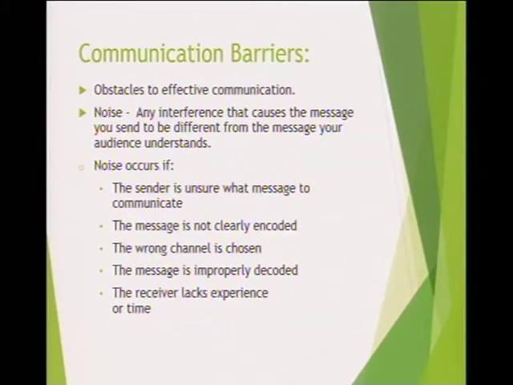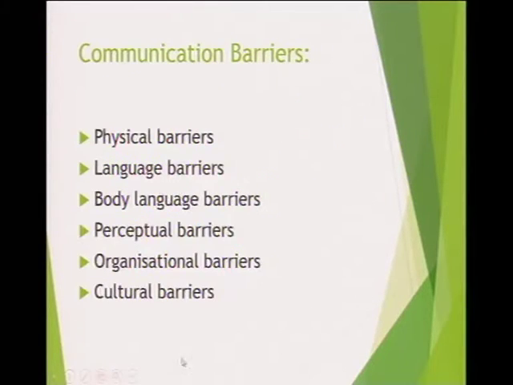Effective communication takes place in an organization when people are able to understand the message and give feedback. So, obstacles to effective communication, what we call noise. We have looked at a number of factors that can cause that. Sometimes the sender is unsure what message to communicate. For example, if the person communicating is not clear himself, it will cause a problem. The message will not be encoded, the wrong channel may be chosen, the message may be wrongly decoded. The receiver may also lack time or may not have experience.